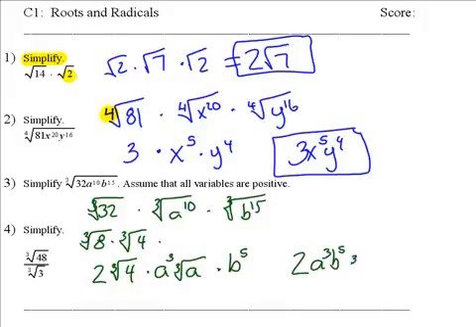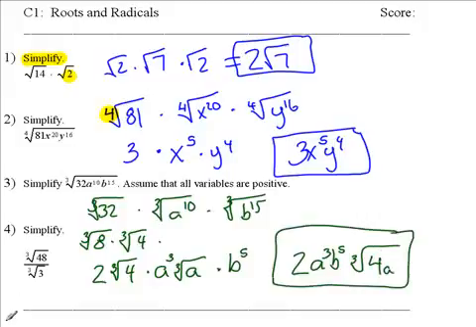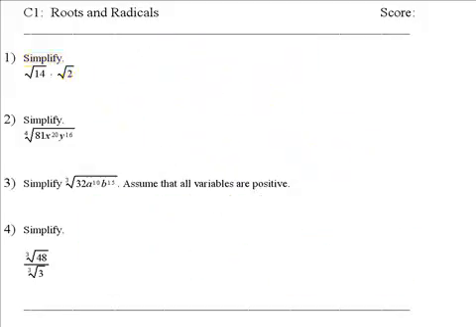And then I have a couple things inside a cube root for this final answer. I have a 4 and an a. And that's it for number 3. Any questions here?